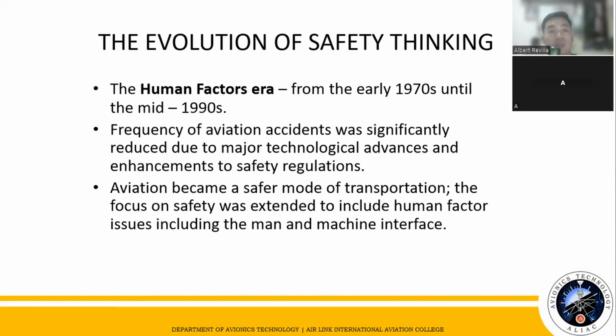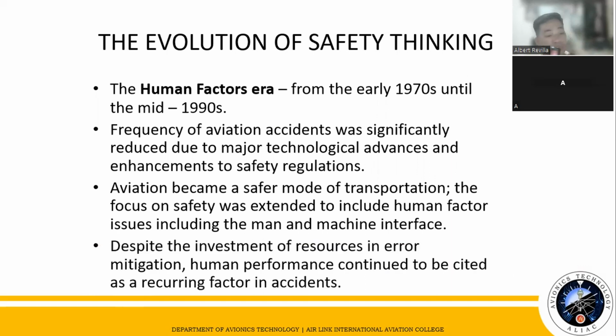dirty dozen. So the people ay nagkaroon ng lack of knowledge and most likely complacency because of the advancement of technology. That's why in the human factor era, nagkaroon sila ng mga trainings so para mabawasan yung error ng human performance.